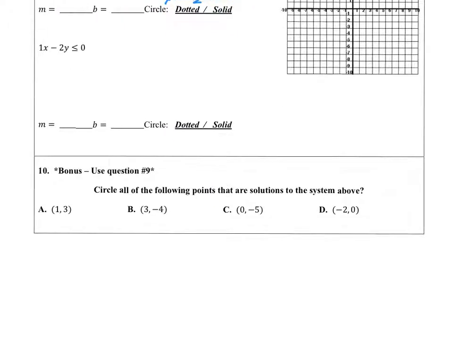And finally, the bonus. We're going to use question number 9, the one up above. It says, circle all the following points that are a solution. All right? And it's a bonus, so I'm not going to help you any more than that. All right? Good luck. If you have more questions, you know where to call.